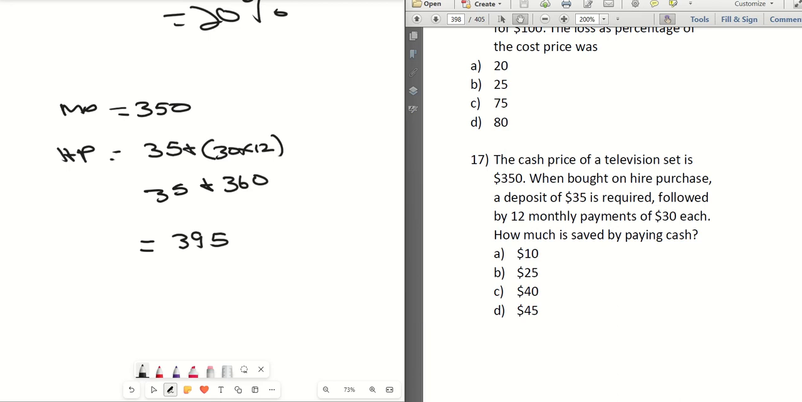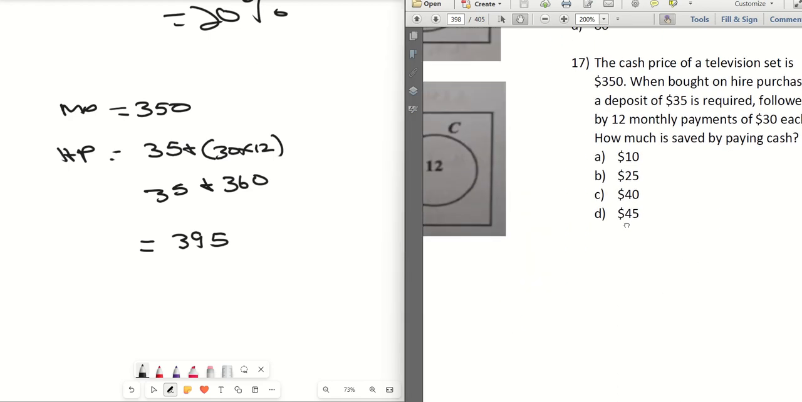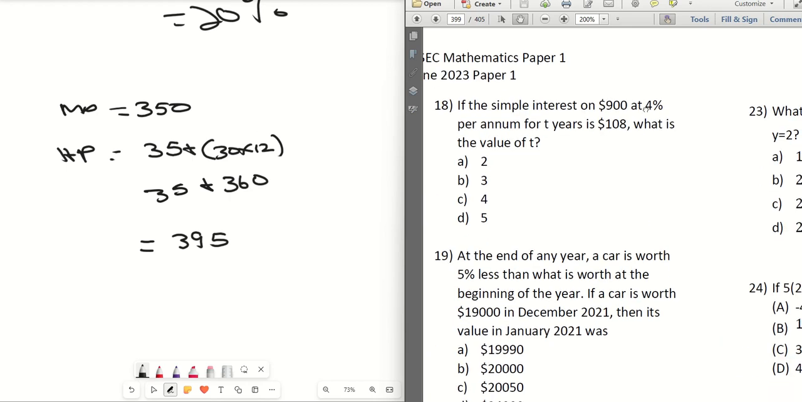So the answer for 17 is D, right? Again, think ahead when answering these questions. The difference between 35 and 395 is not 10. It's not 25 either, not 40. It has to be 45, right?